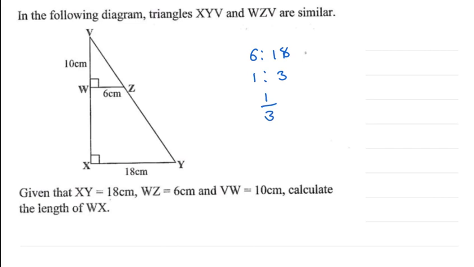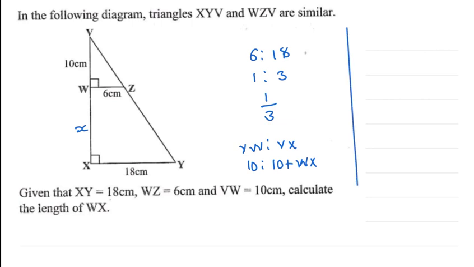Now let us also compare the other side that is involved in finding the other length that we are asked for, which is WX. So the corresponding sides are VW to VX. Now VW is given as 10 and VX we are not really given. We can just say 10 plus WX. If we want, we can represent WX by a simple small x, so that we don't waste our time looking for other values.